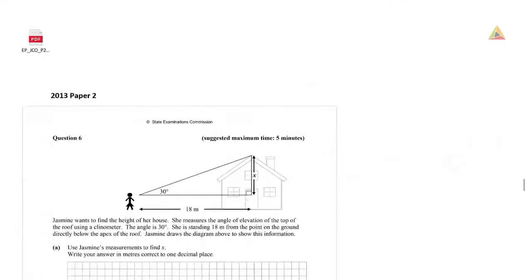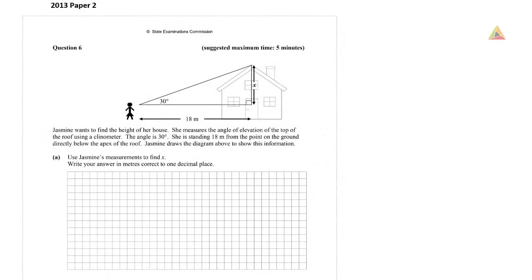So another one here, 2013 paper 2, question 6. Jasmine wants to find the height of her house. She measures the angle of elevation of the top of the roof using a clinometer. It's just an instrument that she uses. The angle is 30 degrees. We can see that on the diagram. She is standing 18 meters from the point on the ground directly below the apex of the roof. Jasmine draws the diagram above to show this information. Use Jasmine's measurements to find x and write your answer in meters corrected to 1 decimal place.